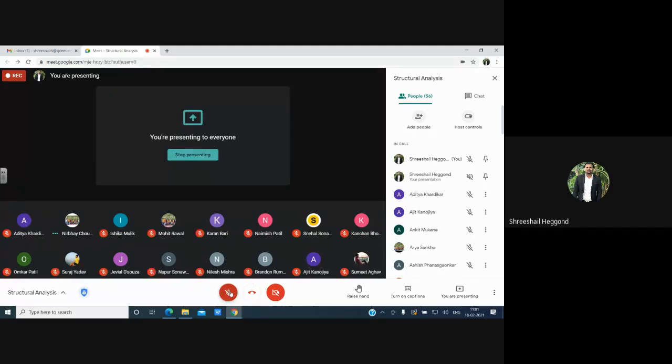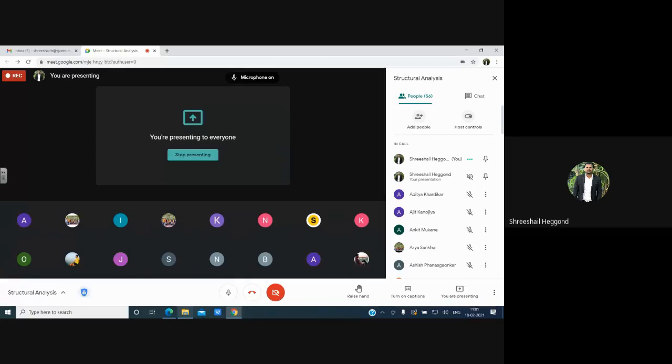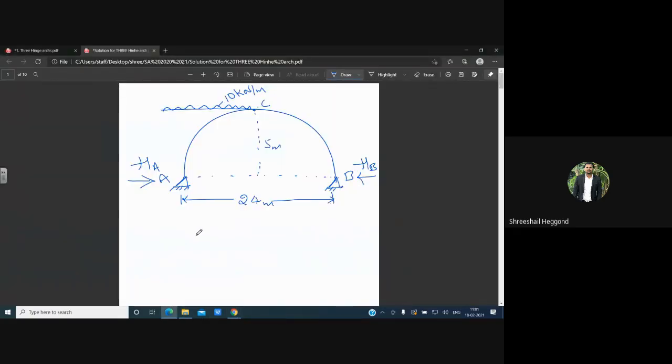Find out reactions. If any answers are there, then just post in the chat box so that I can verify your answers with calculations. Because reaction calculation is nothing difficult, I think. You can easily calculate. Considering moment about A, you can calculate VB, and considering moment about B, this will be of VA. Need to find out the reactions.